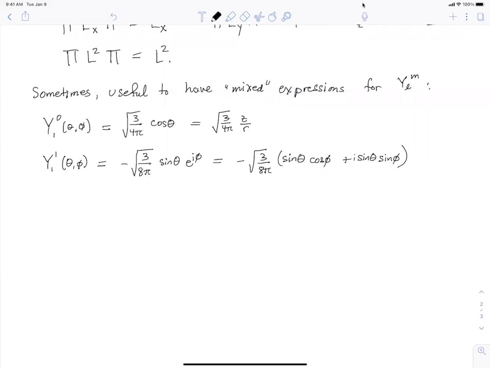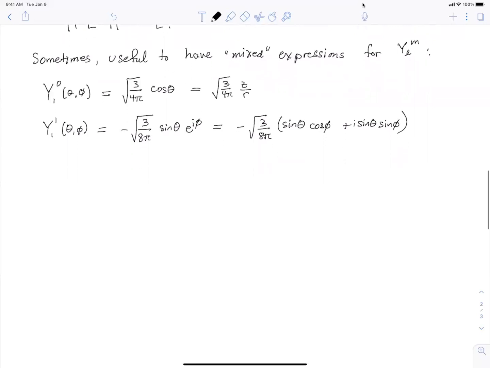And then if you look up in your table of spherical coordinate transformations to rectangular coordinates, that turns out to be minus root 3 over 8 pi times x plus iy divided by the radial coordinate. So I'm using a mixed notation where I'm keeping the radial coordinate, but anytime I see angles like sine theta or e to the i phi, I convert them into x, y, and z here. And similarly, Y_1^-1 equals the square root of 3 over 8 pi times x minus iy over r.